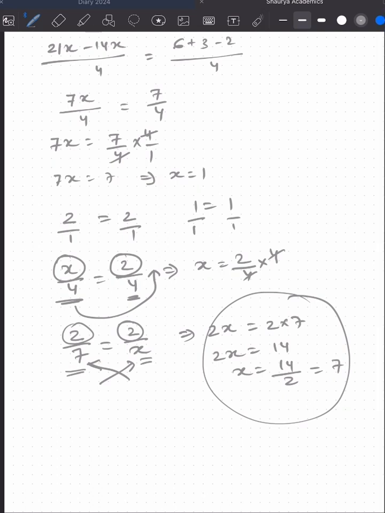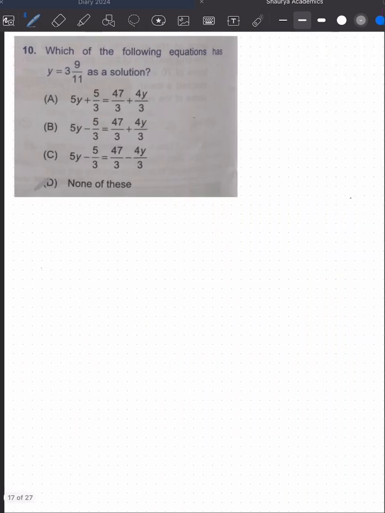And in the exam you will need to save a lot of time, so it is better to use some shortcuts, but only when you have practiced enough. Without that, don't do it. All right, let's get on to the next question.